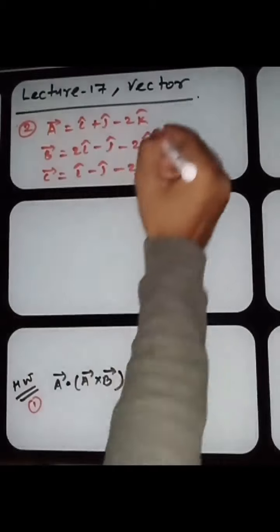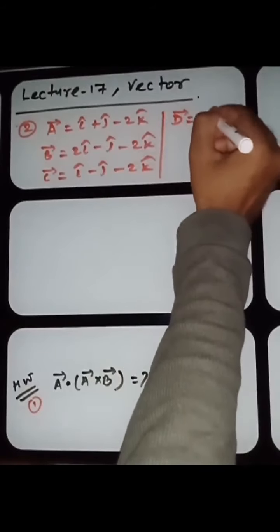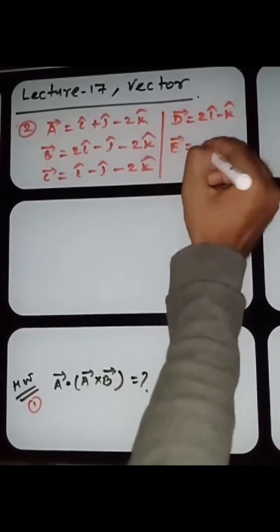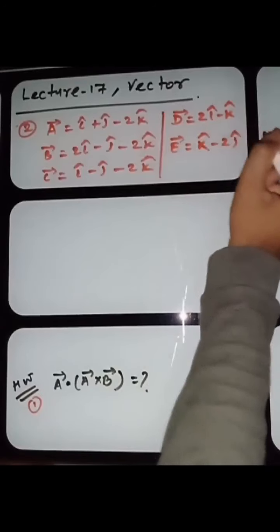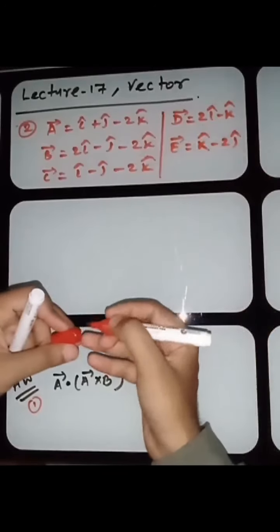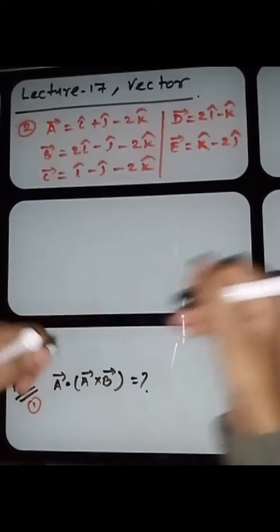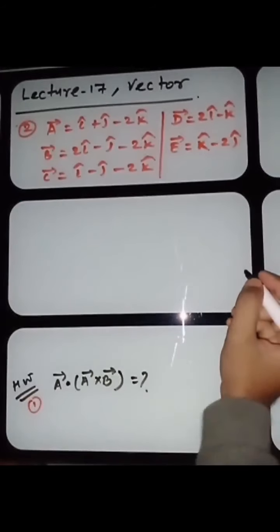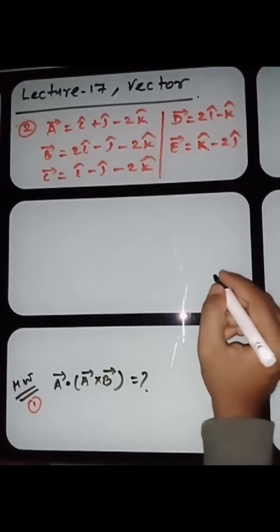The vector D is 2i minus k, and vector E is k minus 2j. Alright, so these are the vectors. You have to find the cross product using determinant method. Don't waste your time, my dear students. Directly use the determinant method to solve this type of question.